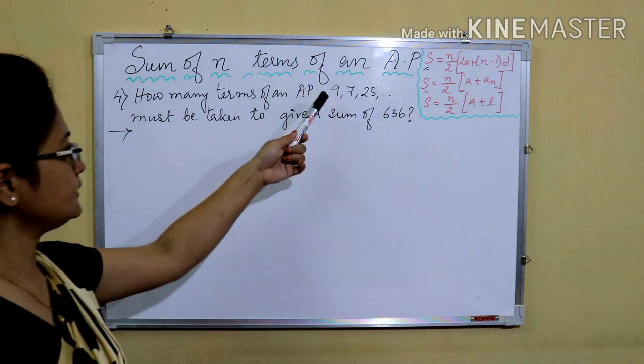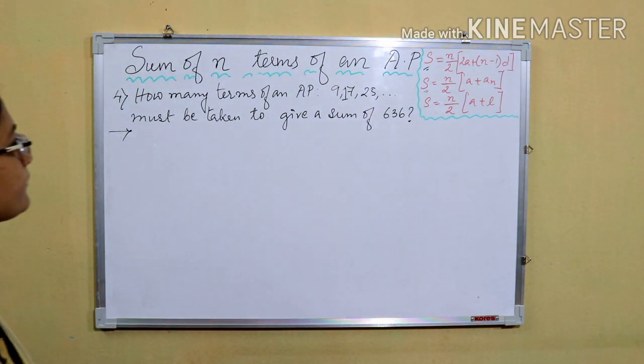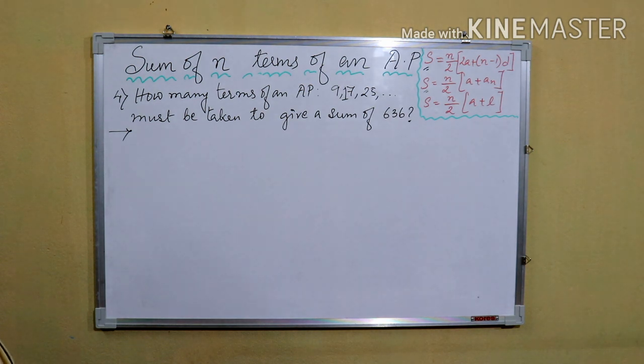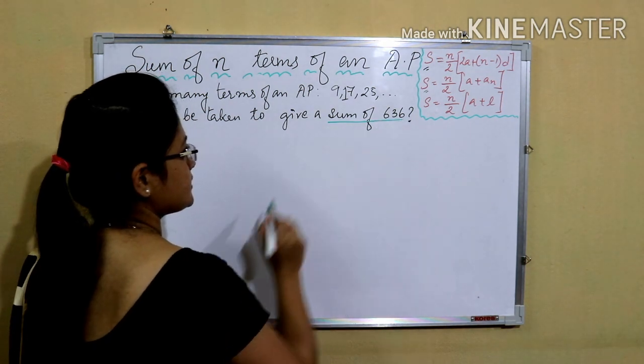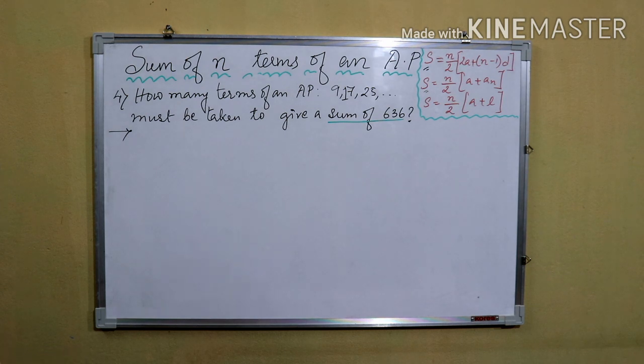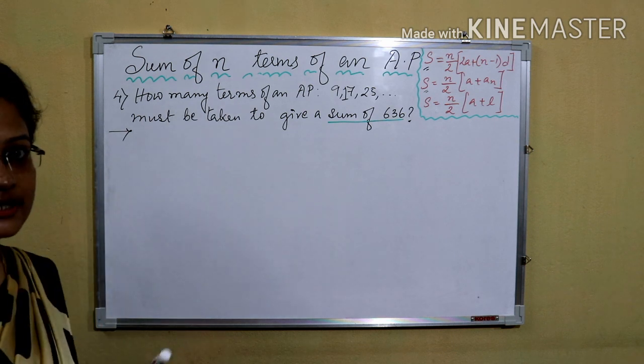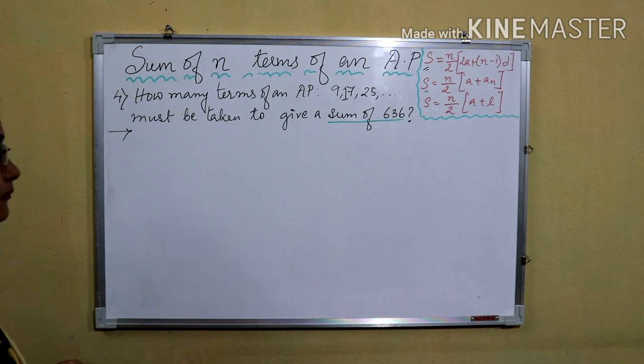So our next example is, how many terms of an AP, the AP is 9, 17, 25, must be taken to give a sum of 636? So how many terms will be added from this AP so that the sum we will get is 636? That means from the AP we will be getting our A and we will get D, and the sum of this AP is given as 636. We are asked to find out how many terms, so that will be n.